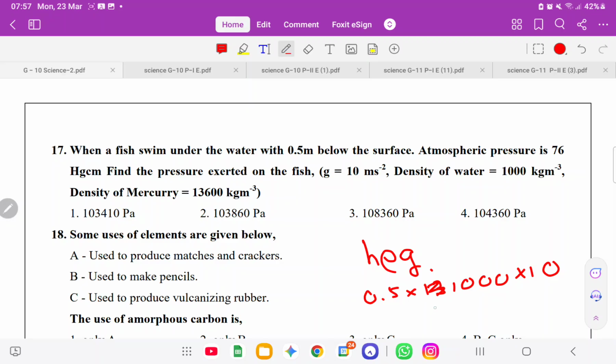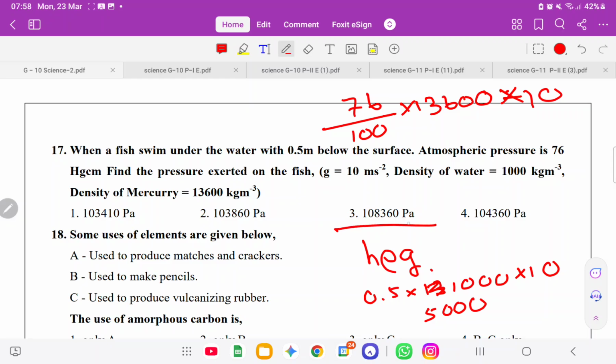So its value is 5000. But the thing is, they mention atmospheric pressure also. Like 76 over 100, since it's 7 centimeters. 13,600 into 10. The sum of both is what comes. Right?